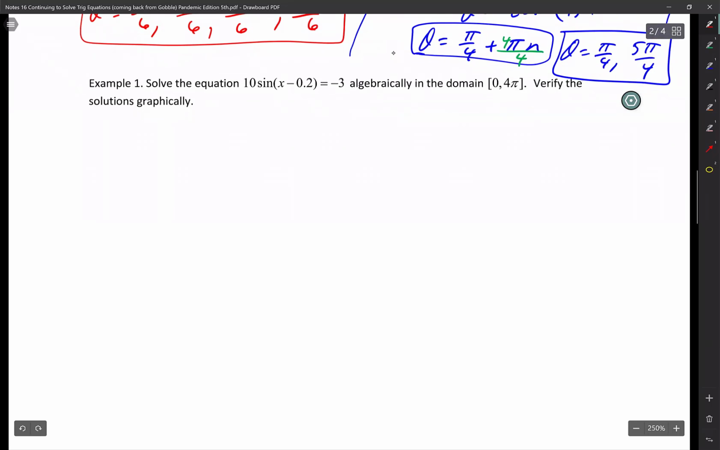And it says, solve the equation 10 sine x minus 0.2 equals -3 algebraically. That means I want to see it in the domain 0 to 4 pi. Verify the solution graphically. So we're going to verify that we got those answers with a graph. So first, let me rewrite this statement here. 10 sine x minus 0.2 equals -3. All right, tell me, guys, what do I do first?